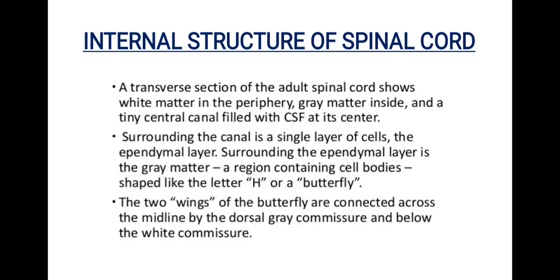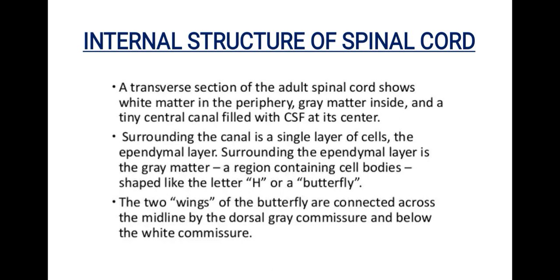Internal structure of the spinal cord. A transverse section of the adult spinal cord shows white matter in the periphery, grey matter inside, and a tiny central canal filled with CSF at its center. Surrounding the canal is a single layer of cells, the ependymal layer. Surrounding the ependymal layer is a grey matter region containing cell bodies shaped like a letter H or a butterfly.